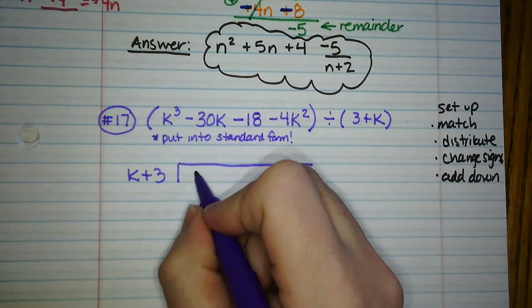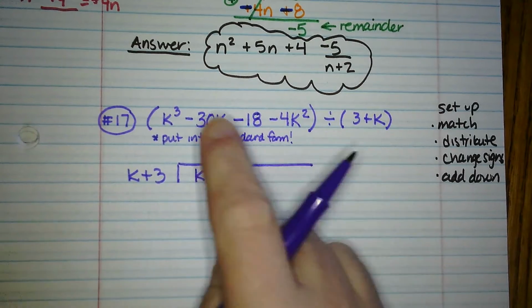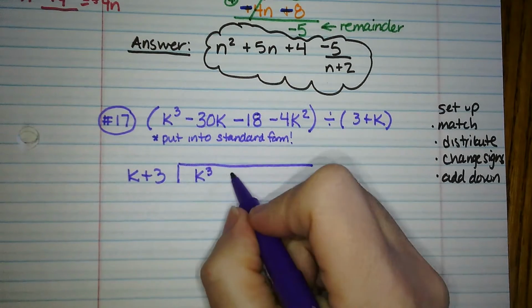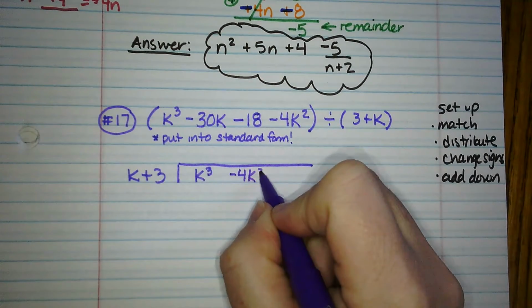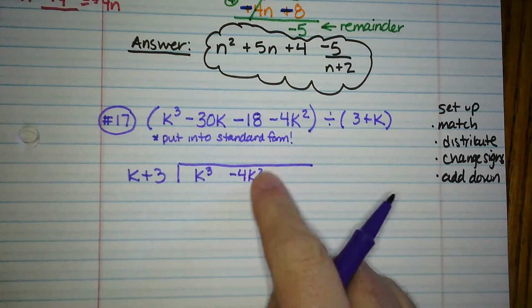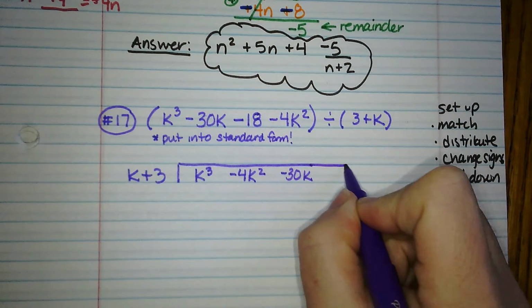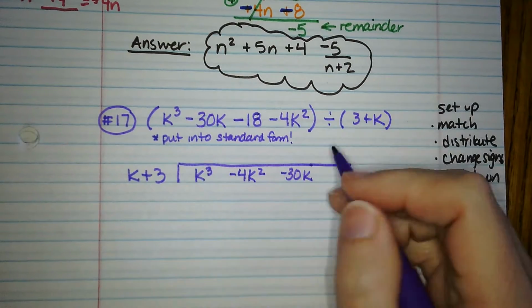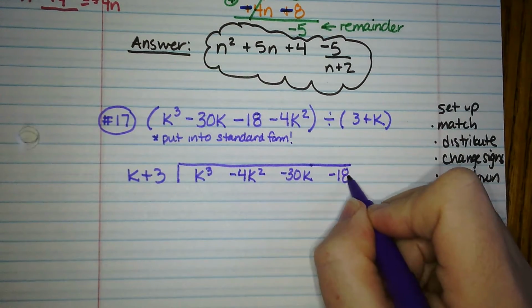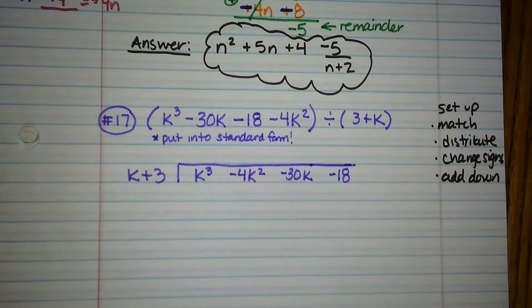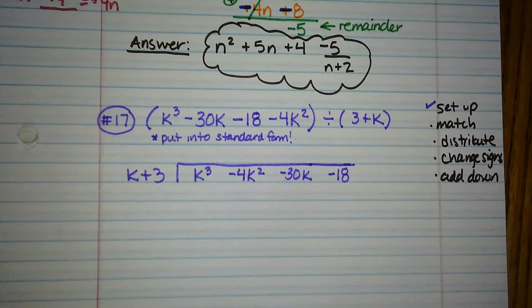So this is a k to the third. Now I need my k squared term. And don't forget that that's a negative 4k squared. Then I need my k term. That's negative 30k. And then I need my constant, which is negative 18. So you've got to bring the sign with it. Don't lose the signs there. And I put a little bit of space between them so that they're not crowded, they don't get all squished, and we're ready to go. Setup step is complete.